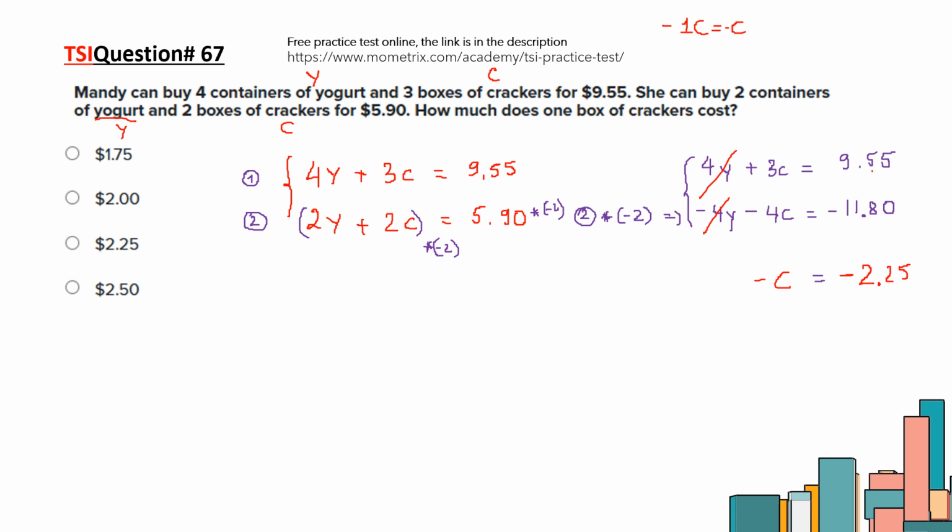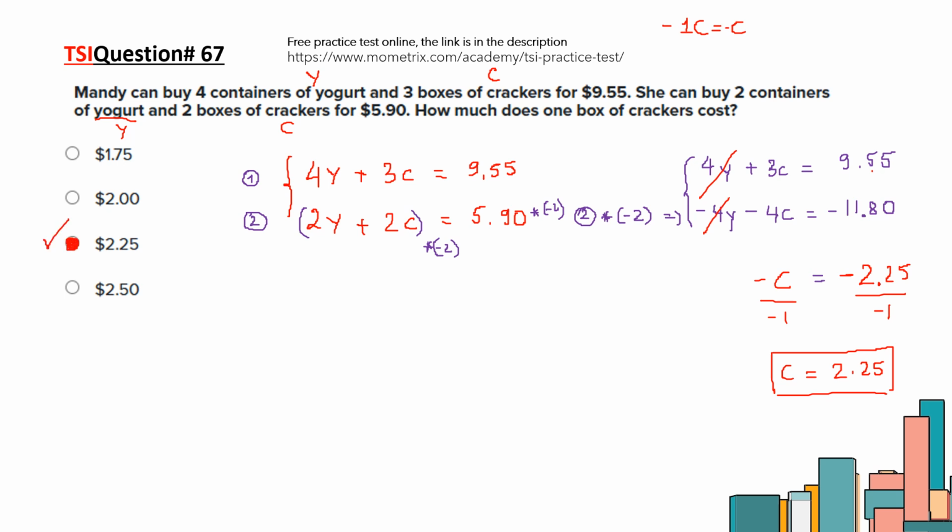Now we divide both sides by negative 1. We have C is 2.25. And this answers the question. One box of crackers costs $2.25.